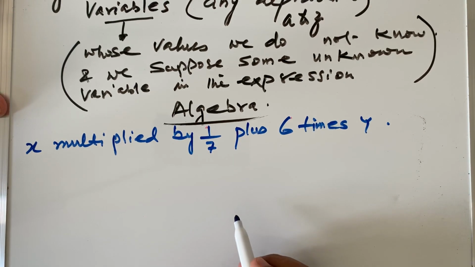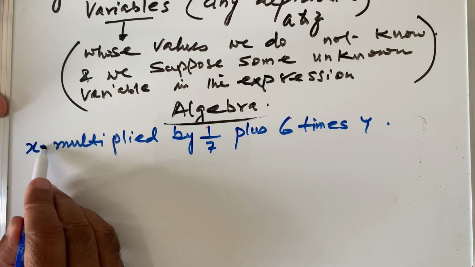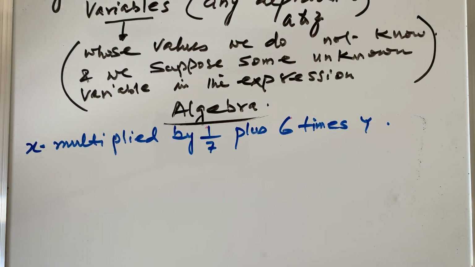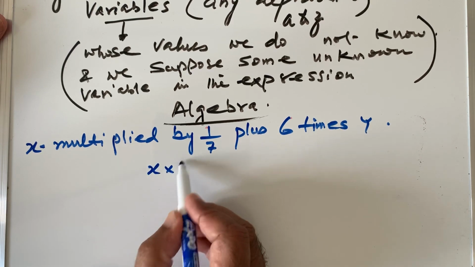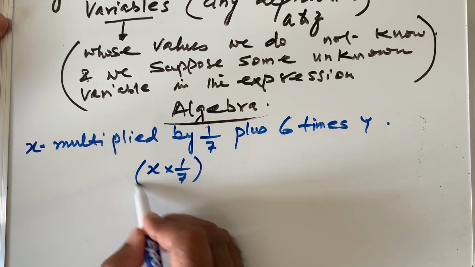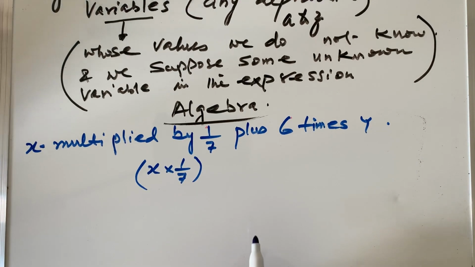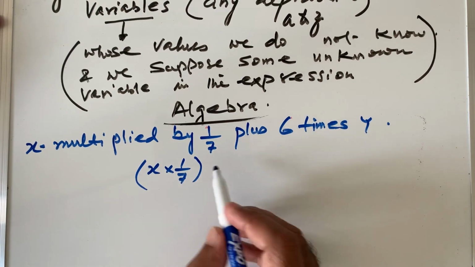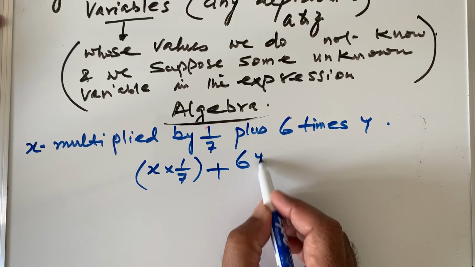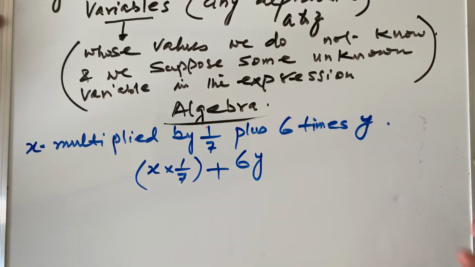So what we need to understand: read the statement thoroughly and understand it. x multiplied by 1/7. You can use brackets to understand it fully. Plus 6 times y. So it's x multiplied by 1/7, plus 6 times y.